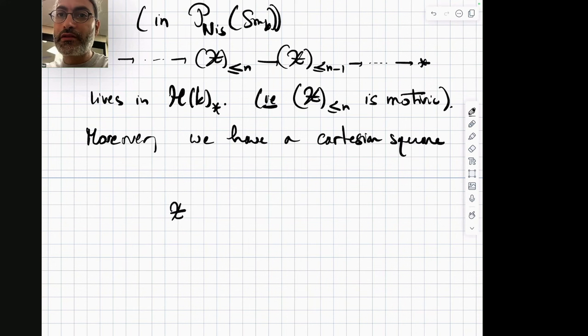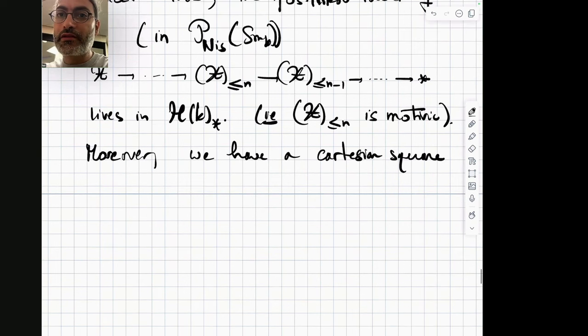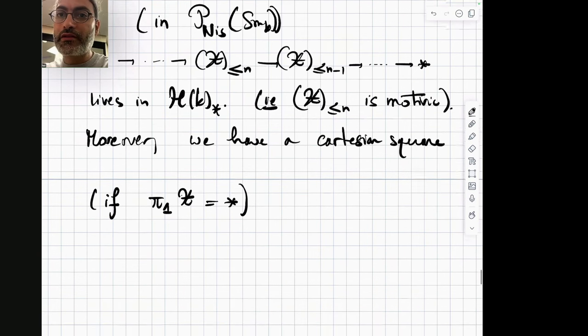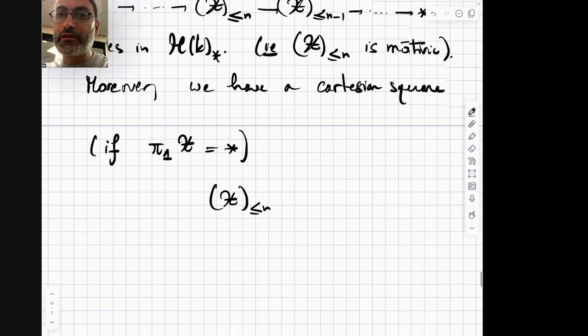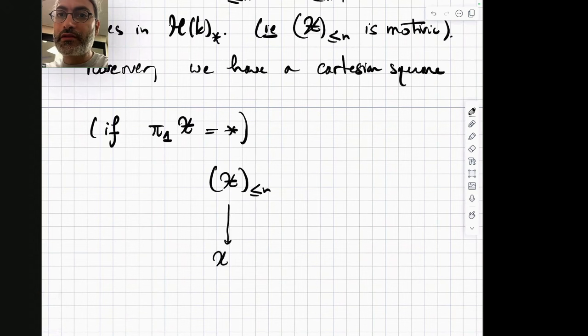Maybe for simplicity I will assume here that the pi one is also trivial. Otherwise it's a bit more complicated; I will discuss the general case later. So let's see, if the pi one of X is also trivial, so it's like in the simply connected case, then we can do the following. We have the nth truncation going to the n minus one truncation.